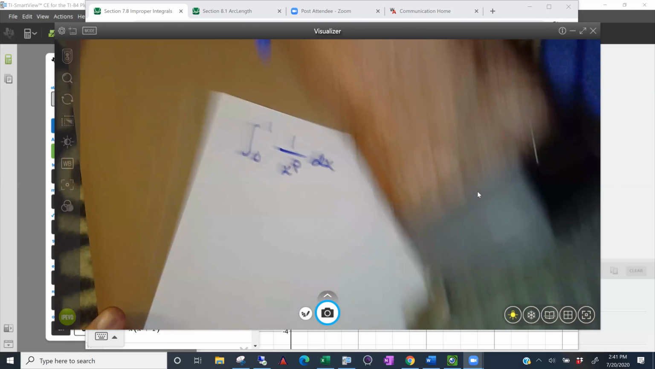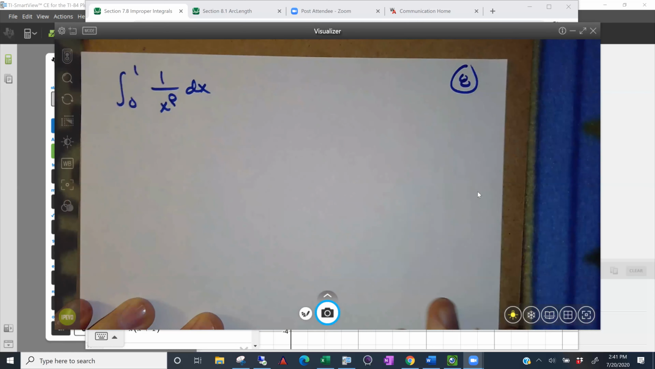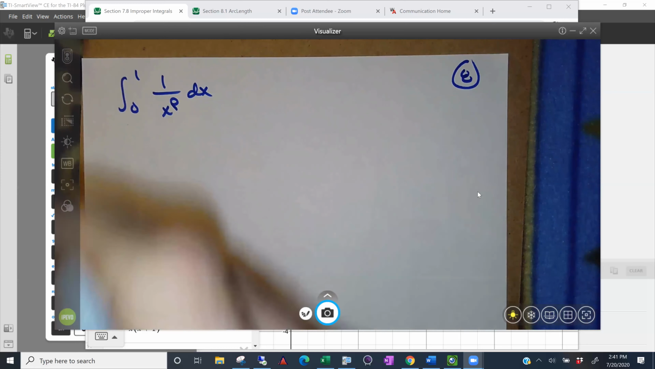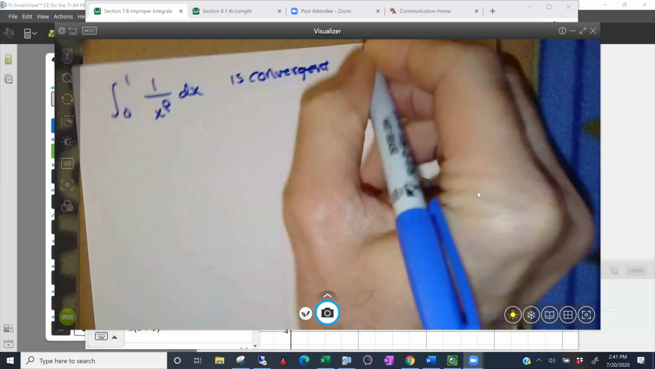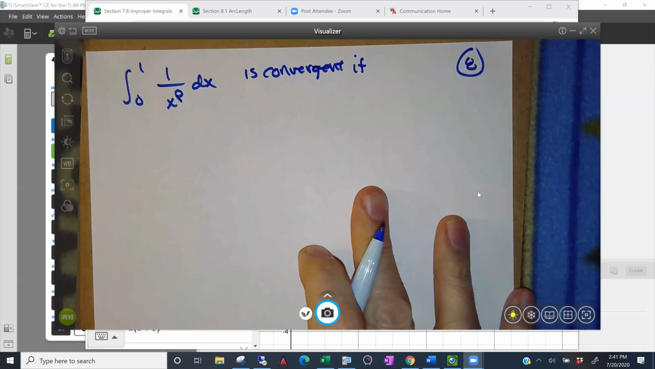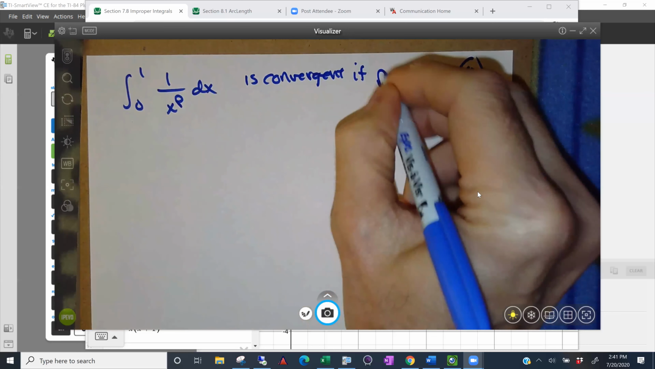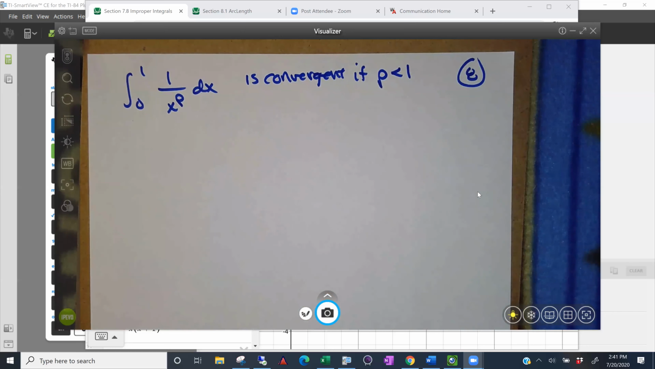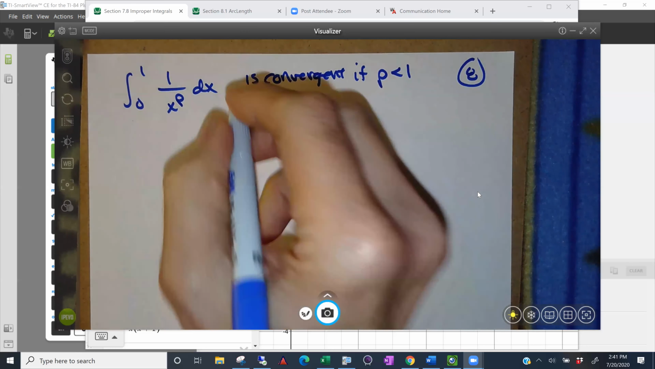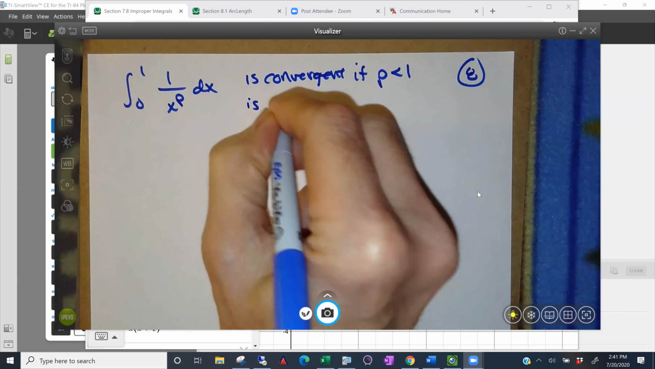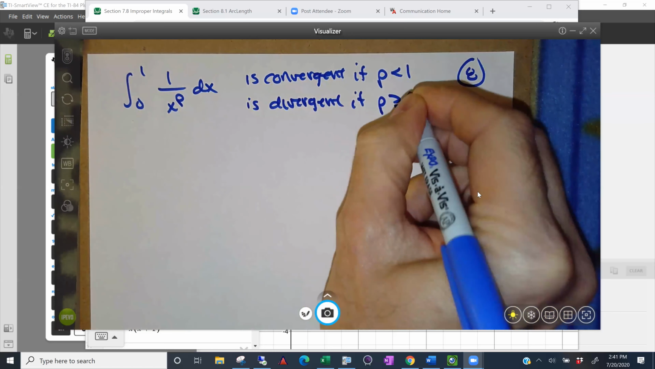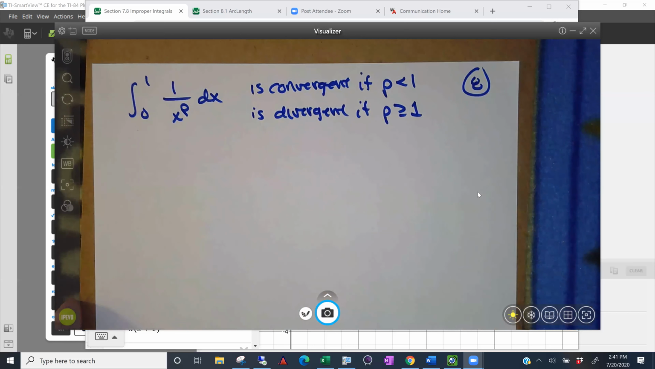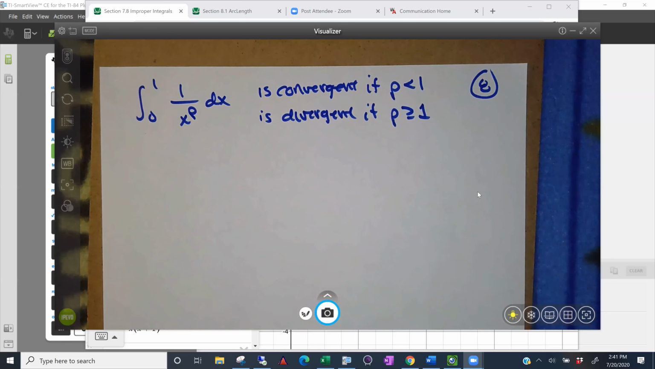So, all right. This one is convergent this time if p is less than 1. So if p is less than 1, it's going to converge. If it's divergent, if p is greater than or equal to 1. So the value of p here again is going to tell you if it converges or diverges.